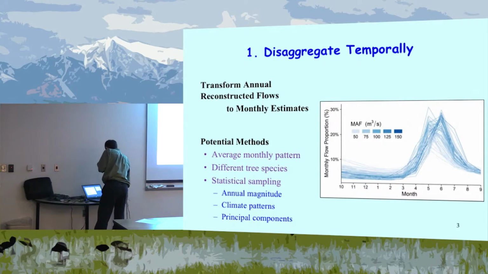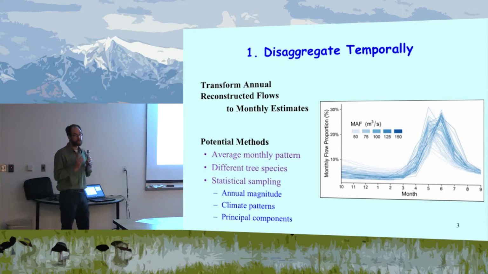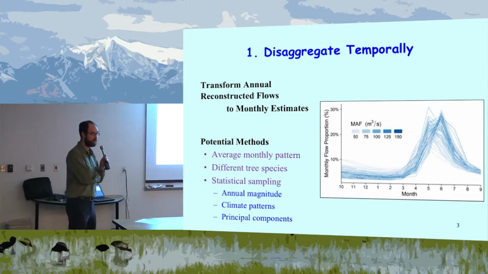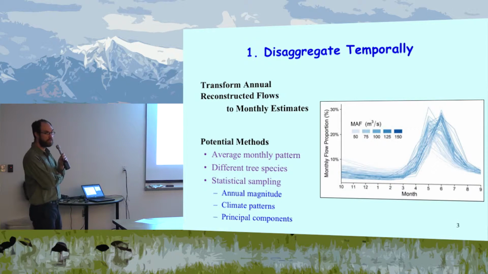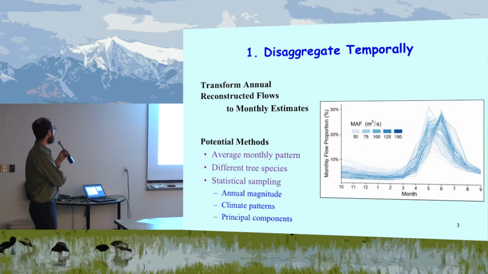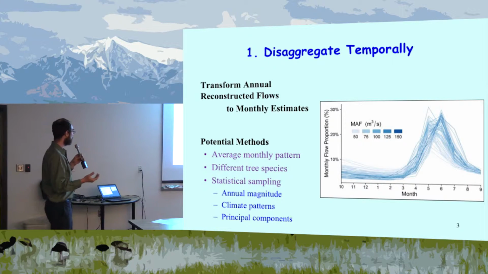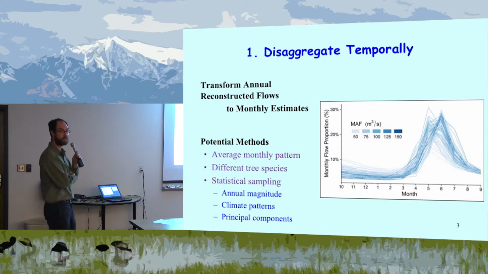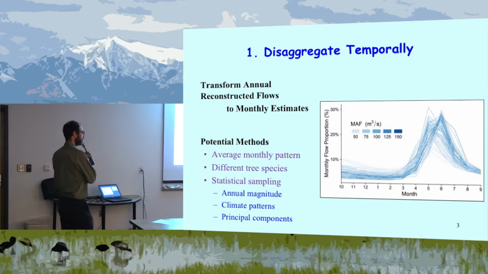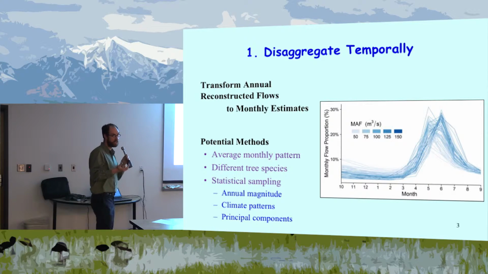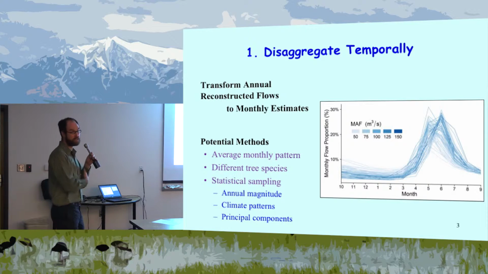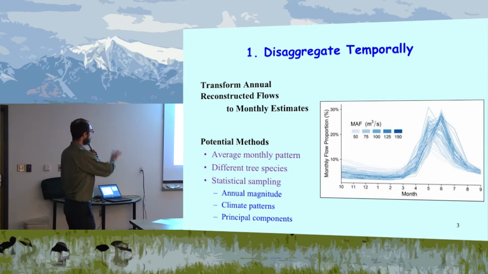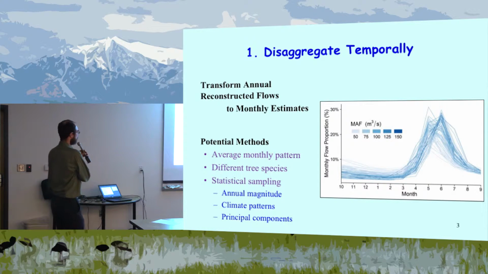So to do that, there's three things that we envision doing. The first is we have to disaggregate the paleoclimatic data temporally. We have to transform the annual reconstructed flows into monthly flows. And we have to do that because, one, the seasonal pattern of monthly flows changes based on the type of year that we're experiencing, as the chart gives you some indication of.